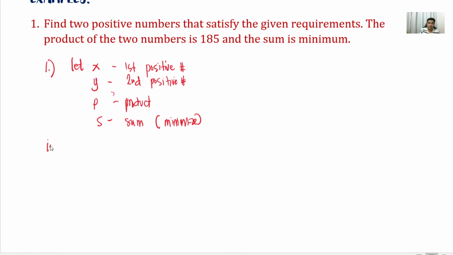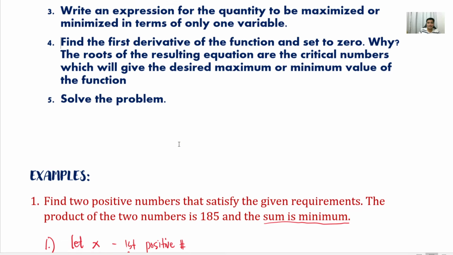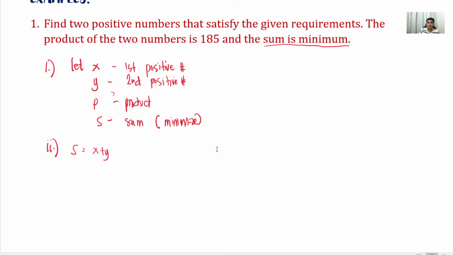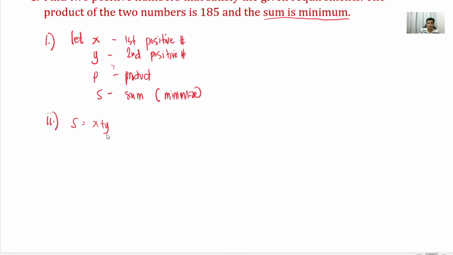Okay, number 2. Ano yung step 2 natin? Create an expression. So, unahin mo class kung ano yung i-minimize mo, which is the sum. The sum is minimum. So, sum means x plus y. Tama ba? Pagkatapos nun, ang sabi dun is, write an expression for the quantity to be maximized or minimized. So, ang i-minimize natin is the sum. And in terms of only one variable. So, ang problema natin dito is, there are two variables which is the x and y. Gawin natin siyang isang variable lang.